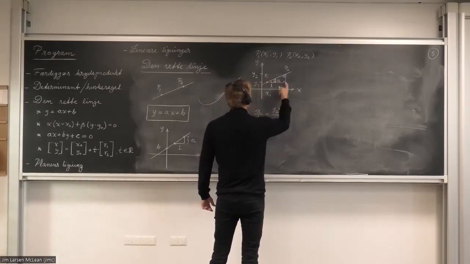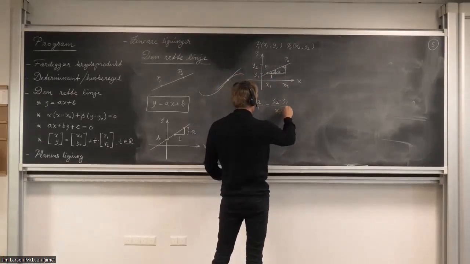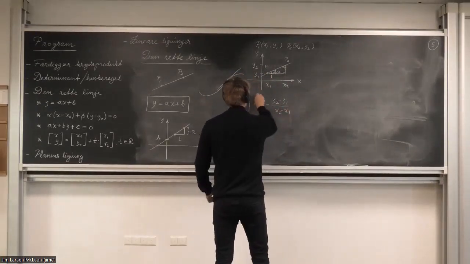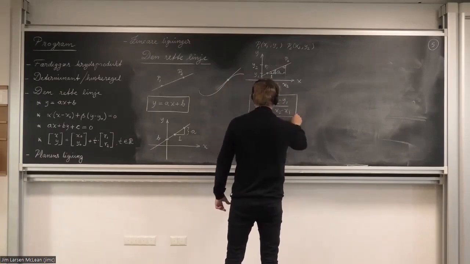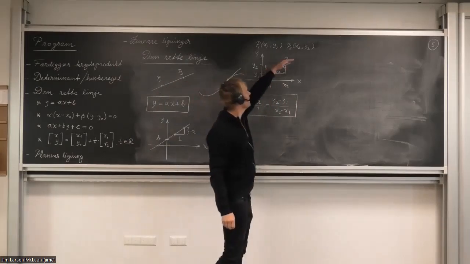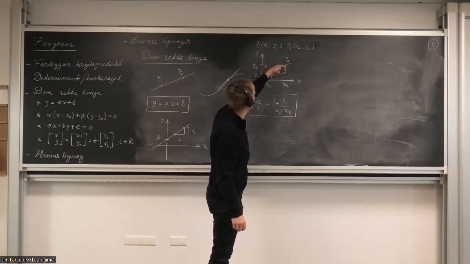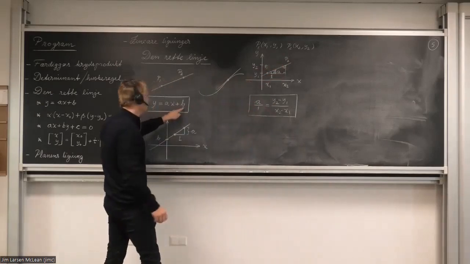And how long was this side? It was x times 2 minus x1. And here I have the formula to find the slope of a straight line. When you have found the slope of a straight line, you can just insert either the coordinates of P1 or the coordinates of P2 here, and then find b.